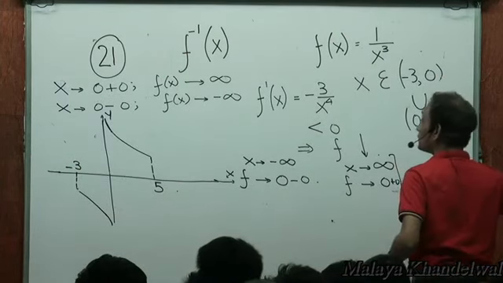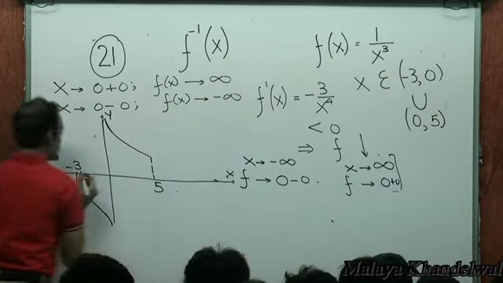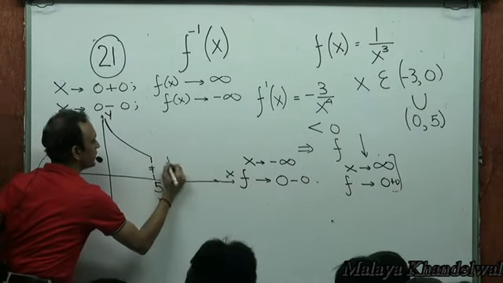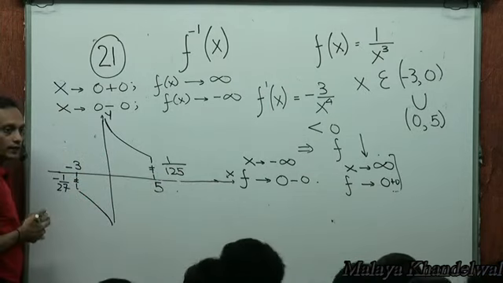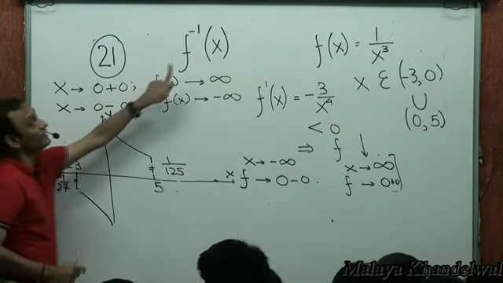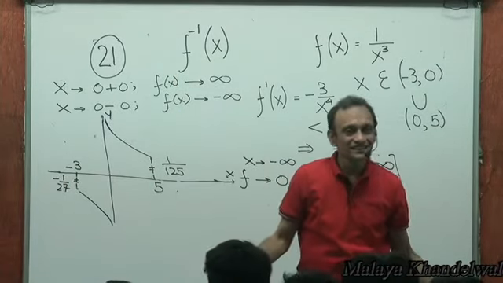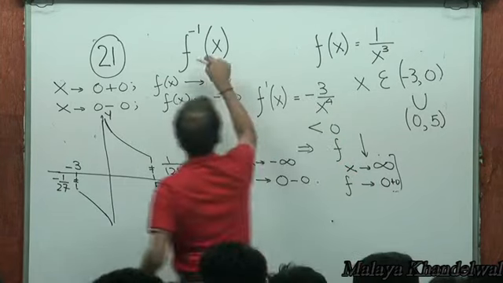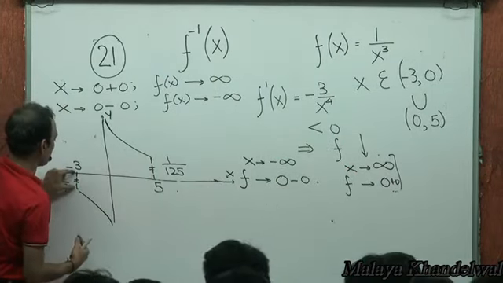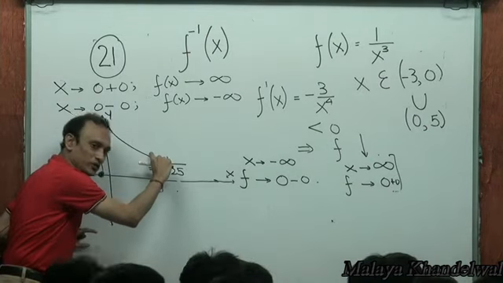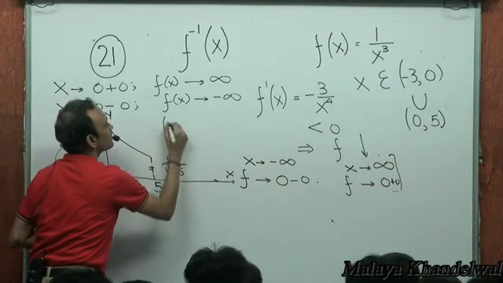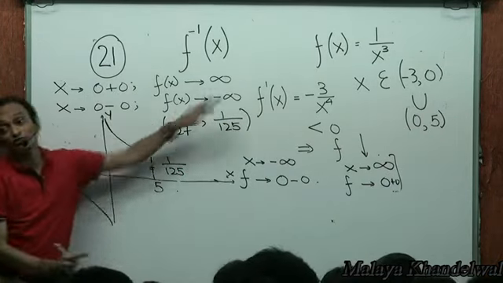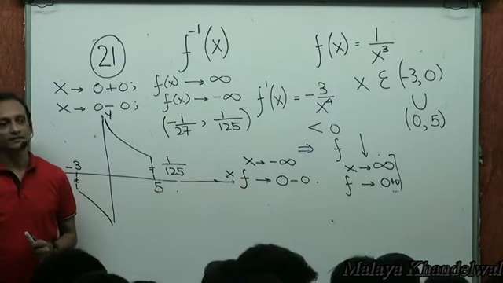Which means now, the range of f(x), do you realize this would be minus 1 by 27, 1 by x cubed, and this would be 1 by 125. Very clearly, domain and range get interchanged, right? The domain of f inverse x would be the range of f(x). The range of f(x) is minus 1 by 27 to 1 by 125, yes or no? That's the range of f, and therefore this will be the domain of f inverse x. Clear?